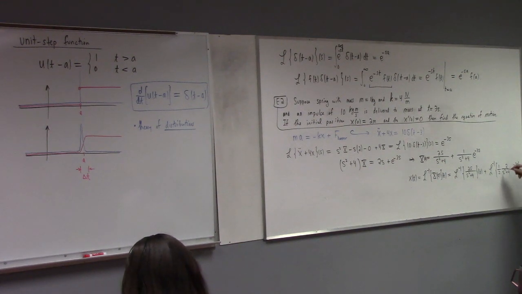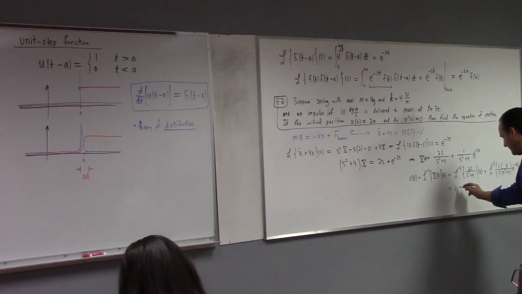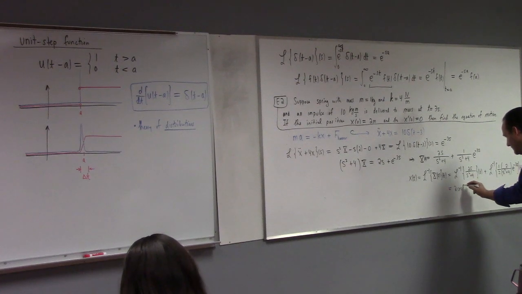Now, why did I put the half there, guys? Why do that? I need the 2 for the sine's Laplace transform. So to inverse Laplace transform, I need a 2 there. So the first piece gives me twice cosine of 2t.